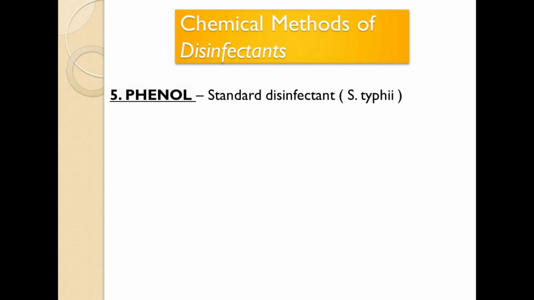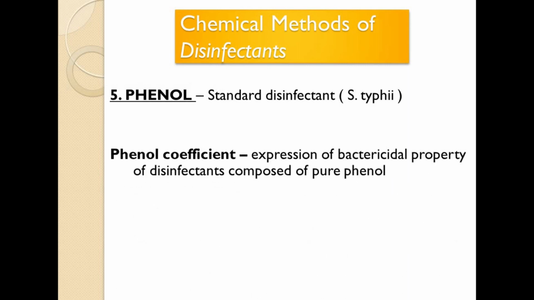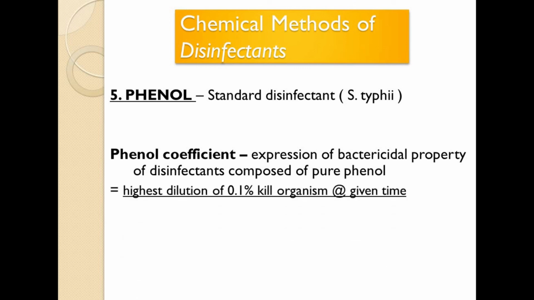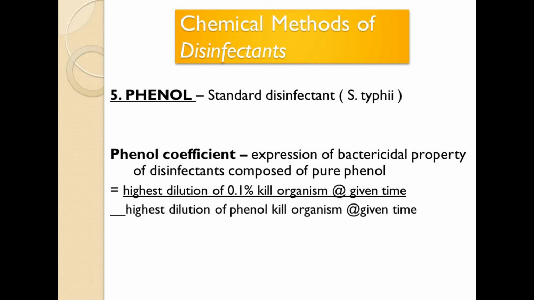And of course, we also have phenols, the standard disinfectant for your Salmonella typhi. The phenol coefficient, this is an expression of bactericidal properties of disinfectants compared to pure phenol. It has the highest dilution of 0.1%. It kills organisms at a given period of time. So the phenol coefficient with the highest dilution of 0.1%. The highest dilution of phenol kills organisms at a given period of time.